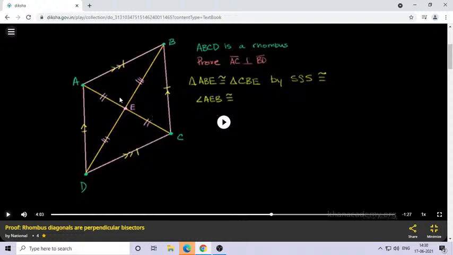And when these angles are 90 degrees, that means they are perpendicular to each other. So when our angle is 90 degrees, that angle is perpendicular. The lines are perpendicular to each other.